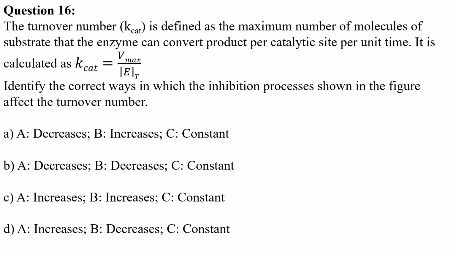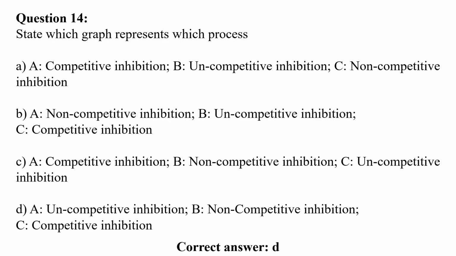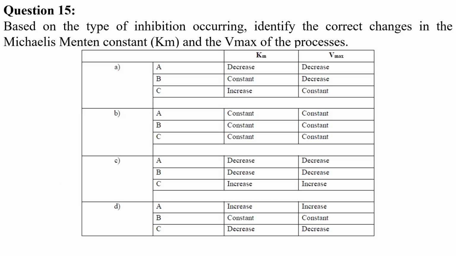Now we have to tell how the turnover number, or the Kcat, will be affected in each case of inhibition. Kcat is given by Vmax by Et. So Kcat depends on the Vmax. Kcat is directly proportional to Vmax. So let's see here, option A is the correct answer, right?